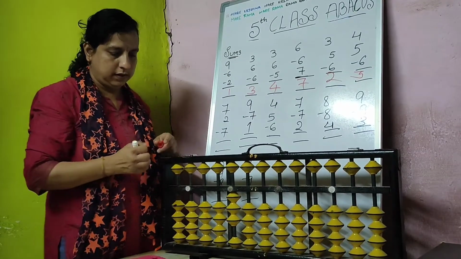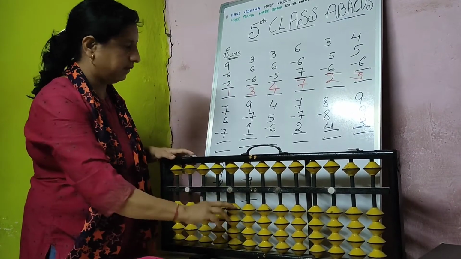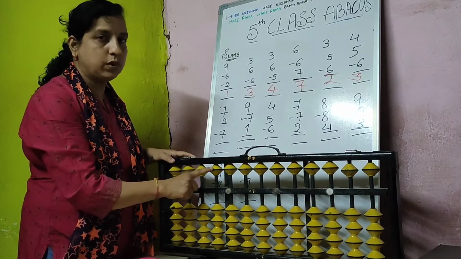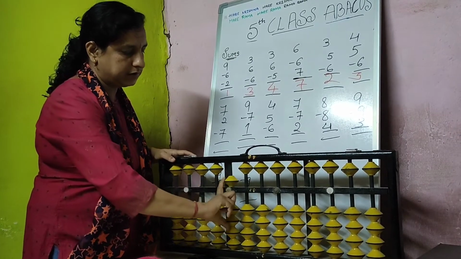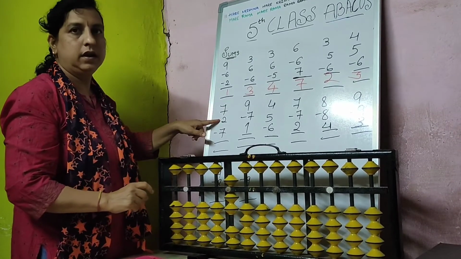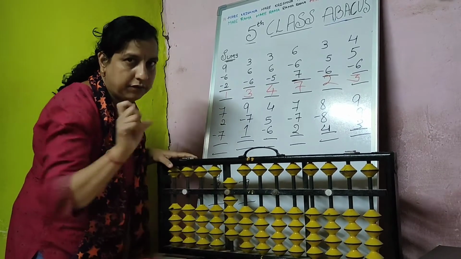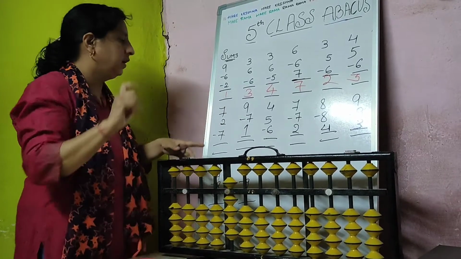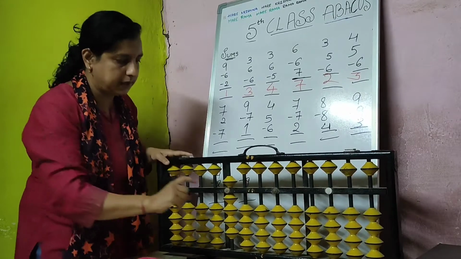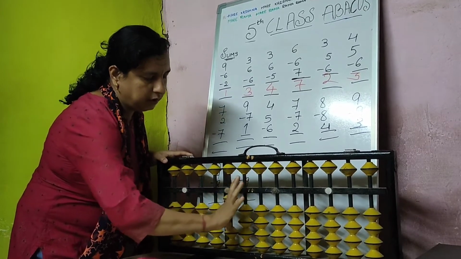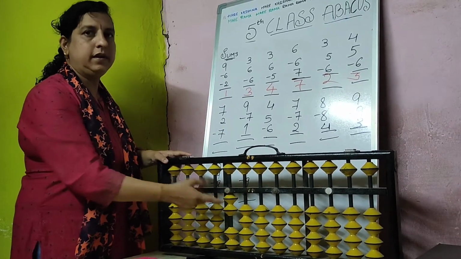Next sum. Next sum how to do? Here 7. 7 means 1 upper bit, 2 lower bits. First do plus 7, then plus 2. Thumb finger. Plus 2 is this. That's why thumb finger. Then minus 7. Minus 7 means 1 upper bit, 1 lower bit. Then answer is 2.